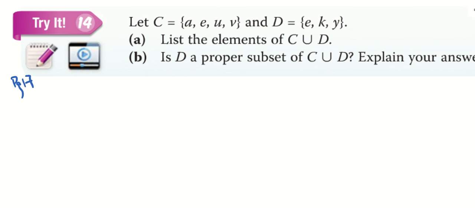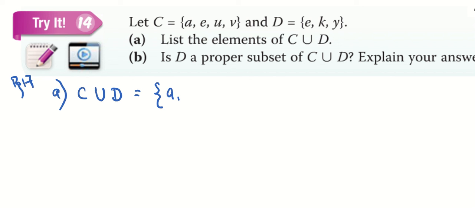So I'm going to continue. Part A. We need to list the elements of C union D. What is the meaning of C union D? Union of two sets. Right. So if I want all the elements inside set C and D, what are the elements?